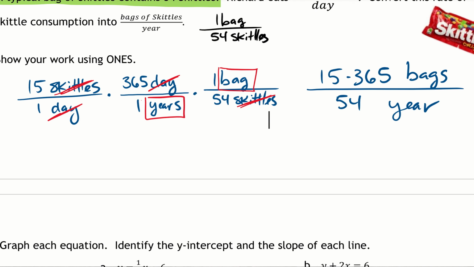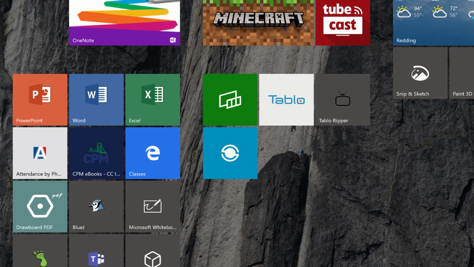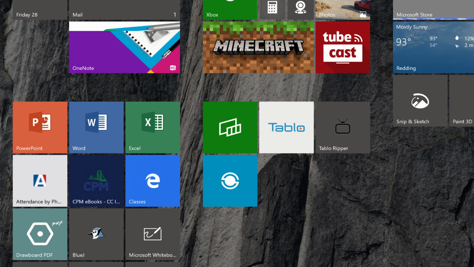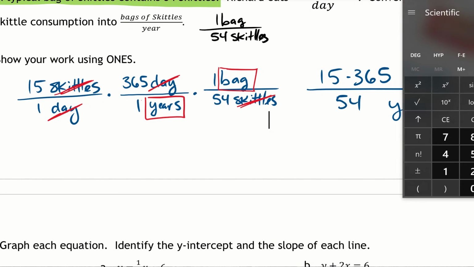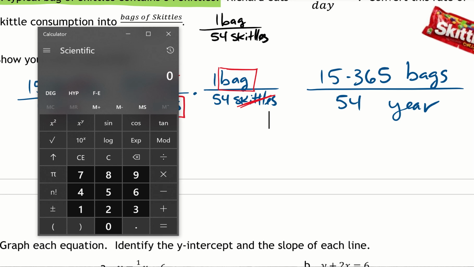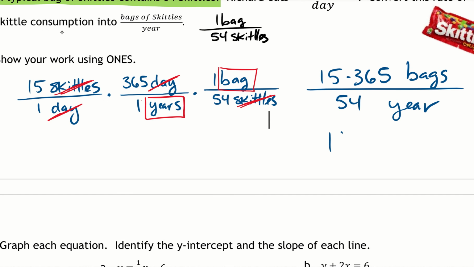Now let's do the arithmetic there, and I don't have a calculator. Oh geez, let's see. Wouldn't it be nice if I can quickly grab one? There it is. I'll just grab this calculator and go ahead and do 15 times 365, and then I'll hit equals. So that's 5,475, and I'm going to divide that by 54, and I'm going to just round it to the nearest whole number of bags. So I get about 101 bags.